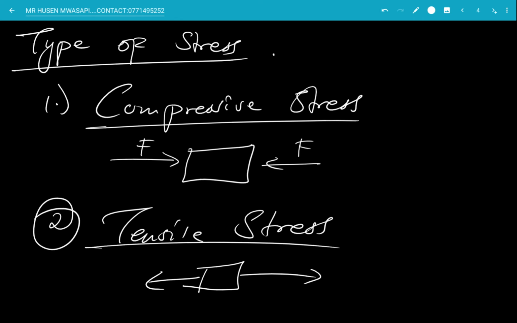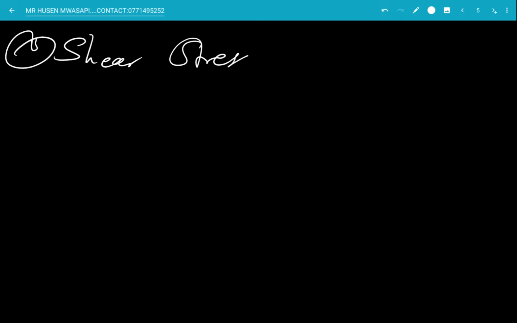Say you were trying to pull a material apart, the material will experience what we call a tensile strength. Then the last type that we can consider is what we call a shear stress. Now a shear stress is a stress that you may understand using simple examples. Say you are trying to dry your clothes after washing. Now when you twist your clothes, you are applying what we call a shear stress. So a shear stress is a stress created out of twisting a material.